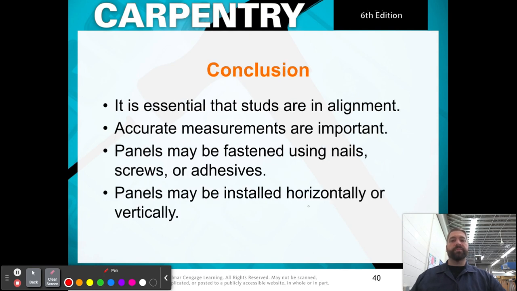In conclusion, it's essential that studs are in alignment. If they're not, you're going to get nice waves in your drywall as well. Accurate measurements are important. This is all the time, right? We don't want sloppy measurements. Panels may be fastened using nails, screws, or adhesives. Not in BTM, screws. Panels may be installed horizontally or vertically. So that's kind of it.